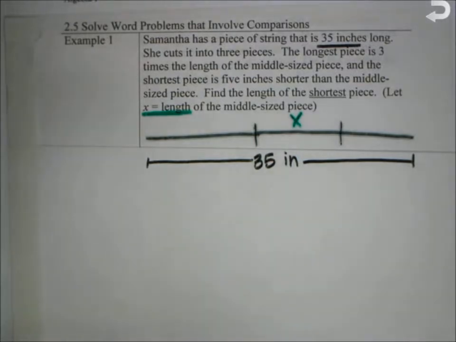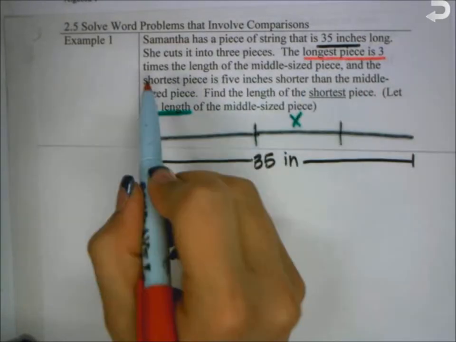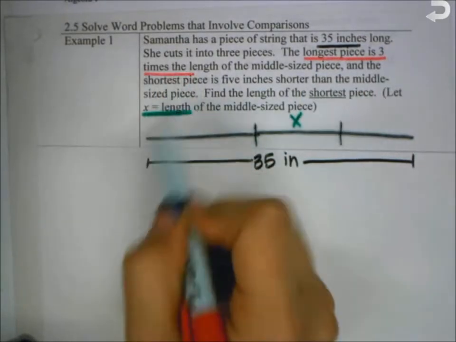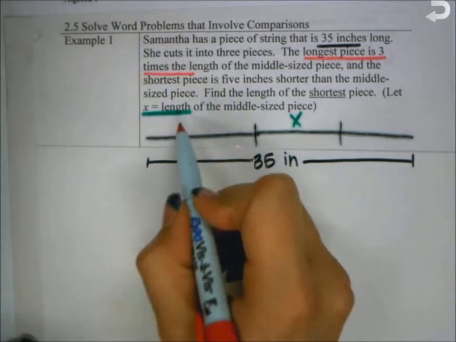Okay, what information do they give us about the longest piece? It's 3 times. The longest piece is 3 times the length of the middle piece. So this longest piece is going to be what? 3x. Very good.